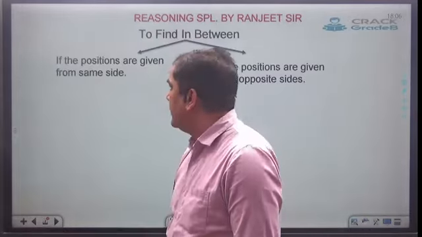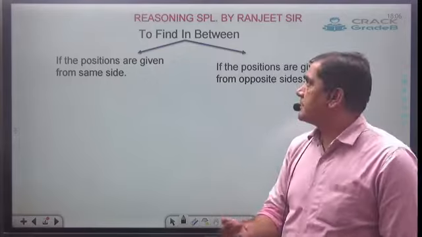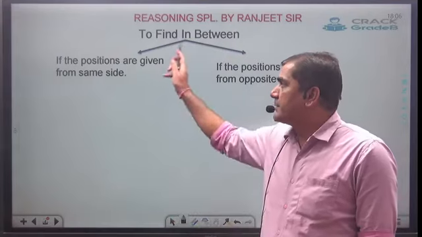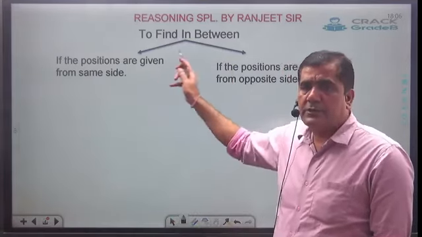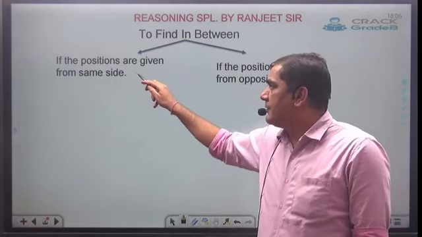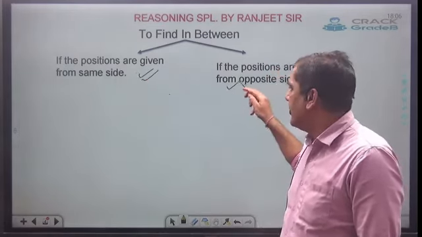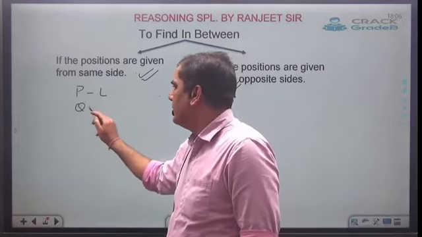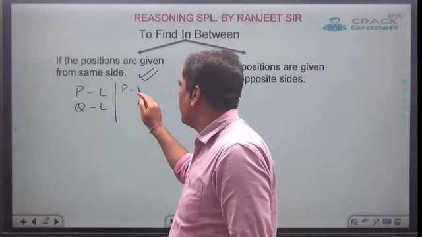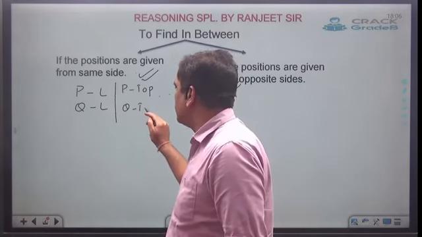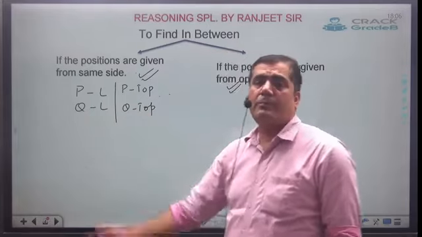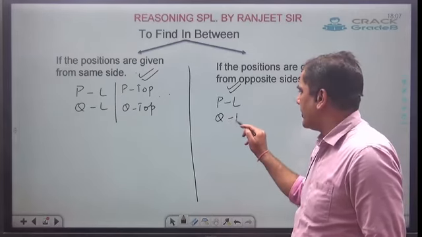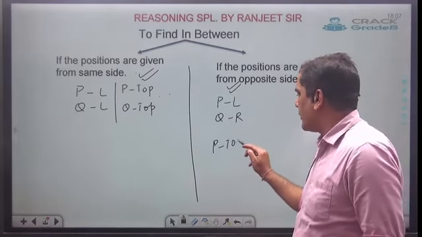Whenever the examiner asks how to find in between, always remember there will be two types of questions that can be possible. First, if the positions are given from the same side, and second, if the positions are given from the opposite side. Same side means P position will be given from left and Q is given from left, or P from top and Q from top. Means both the positions will be either from left, right, or top, bottom. In the next part, the examiner is going to give P position from left and Q from right, or P from top and Q from bottom.